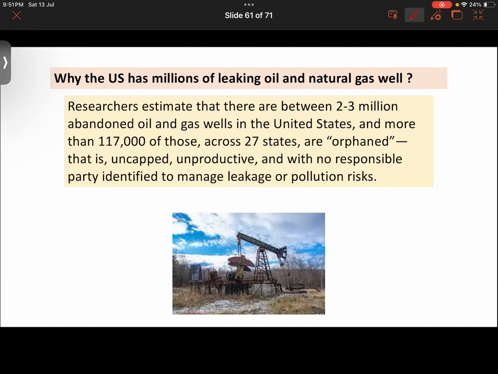Yes, Aisha, you read the given paragraph. Researchers estimate that there are between 2-3 million abandoned oil and gas wells in the United States, and more than 117,000 of those across 27 states are orphaned, that is, uncapped, unproductive, and with no responsible party identified to manage leakage or pollution risks. So researchers have estimated that there are about this many abandoned oil and gas wells in the US states right now.